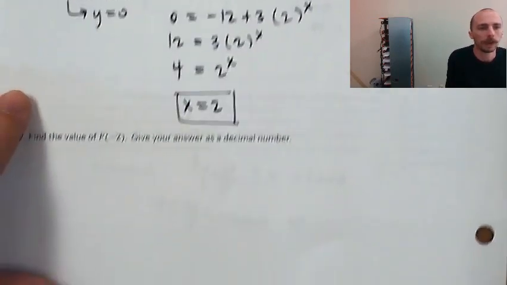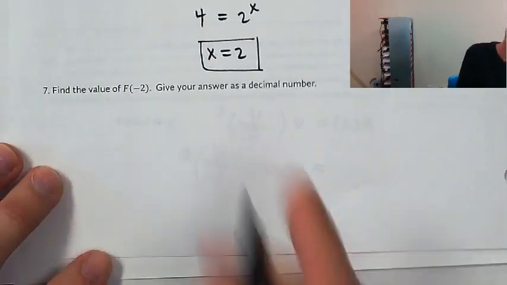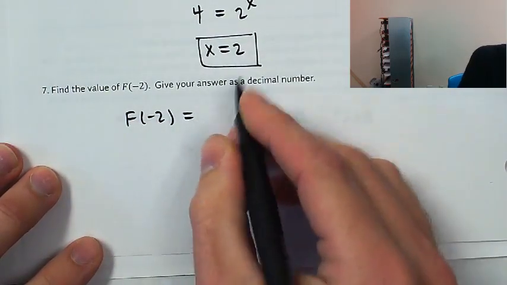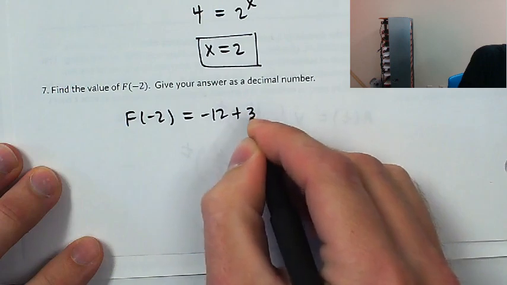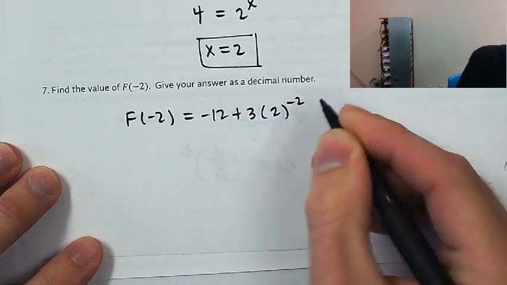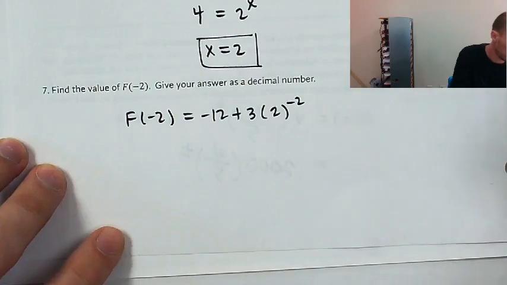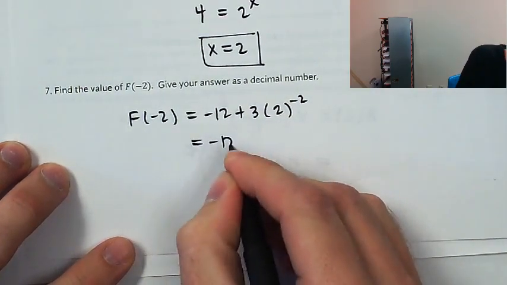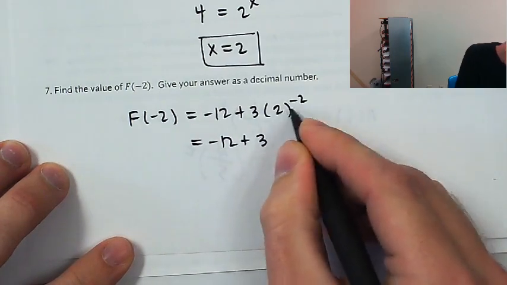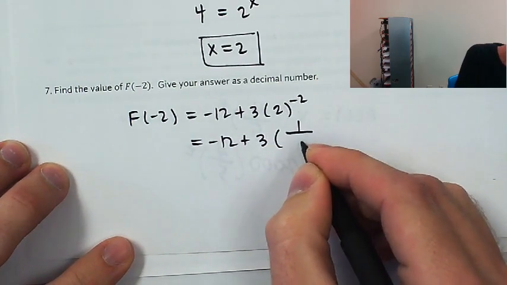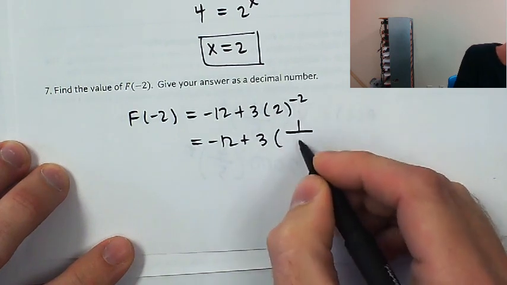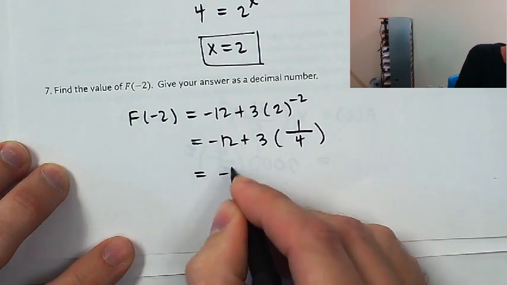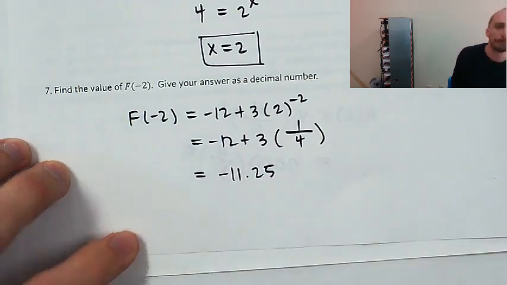Right? And then find the value of f of negative 2, and we're going to give our answer as a decimal number. So f of negative 2, I'm just plugging in negative 2 wherever I see x. Again, exponents before multiplication of any kind, especially multiplication by 3 in this case. So negative 12 plus 3, 2 to the negative 2 is 1 over 2 to the regular 2. So 1 over 2 to the 2 would be 1 over 4. Negative 12 plus 3/4 is negative 11.25, right?